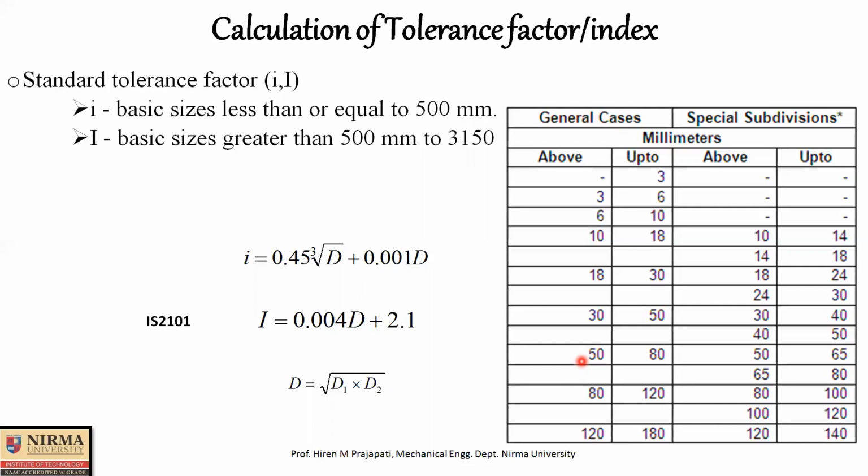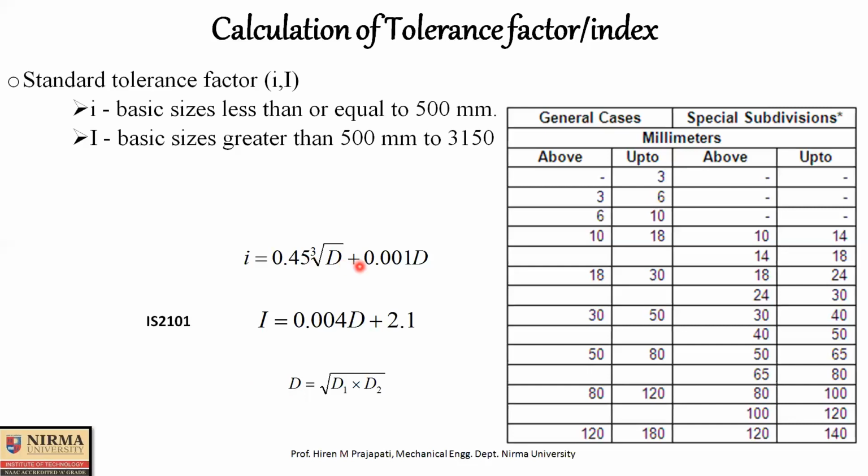For example, if basic size is 45 mm, then as per general case, 45 mm is in the step of 30 to 50 mm. So D1 would be 30 and D2 would be 50. In that way you need to select D1 and D2, and find out the geometric mean of diameter. You get capital D. Put the capital D value in the tolerance factor equation. That will give you the tolerance factor value.